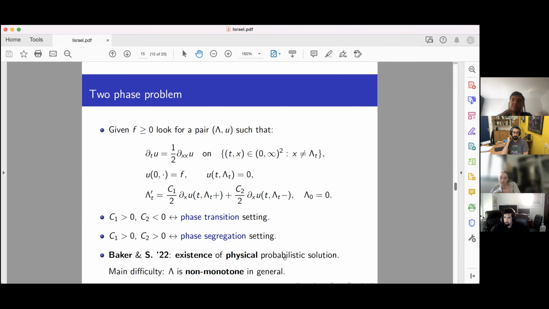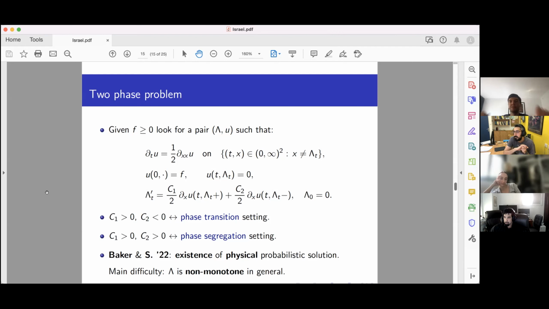So here, currently, what we can do is show that you have existence of a physical solution, which we expect to be also unique. The uniqueness is work in progress. The existence is already proved and published. The additional difficulty with these two-phase problems is that lambda is not monotone. So your frontier can go back and forth depending on how the temperature evolves.